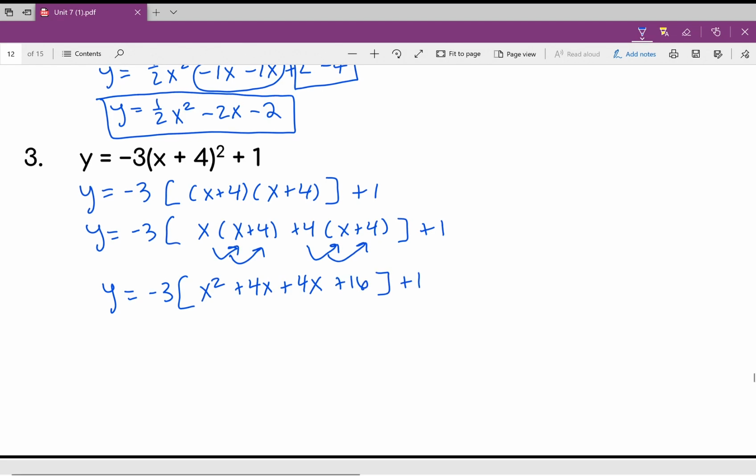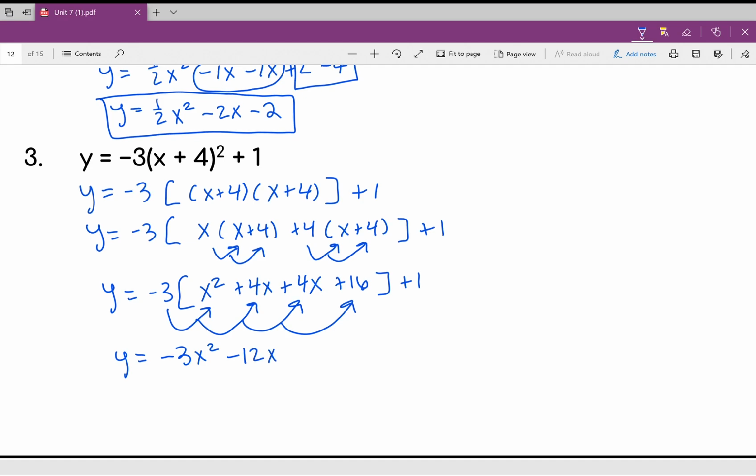After I do double distribution, I distribute my a value, so distributing this negative 3 inside. I have y is equal to negative 3 times x squared, which is negative 3x squared. Negative 3 times 4x is negative 12x. Negative 3 times 4x is negative 12x. Negative 3 times 16 is negative 48. And then I bring down this plus 1.